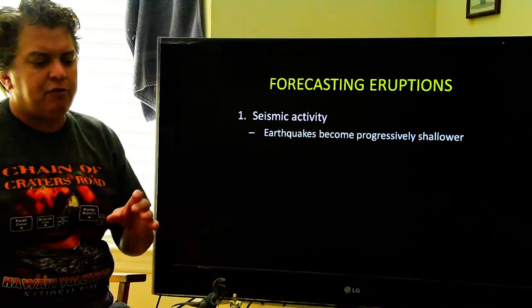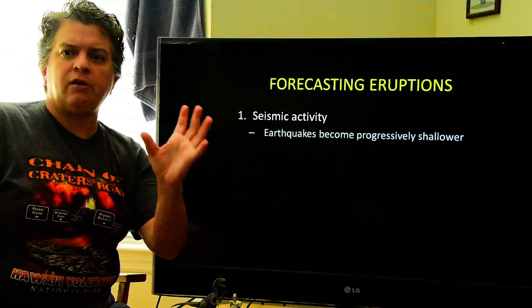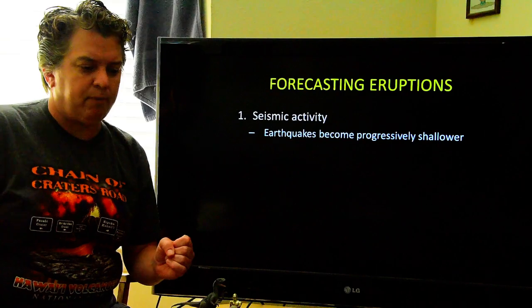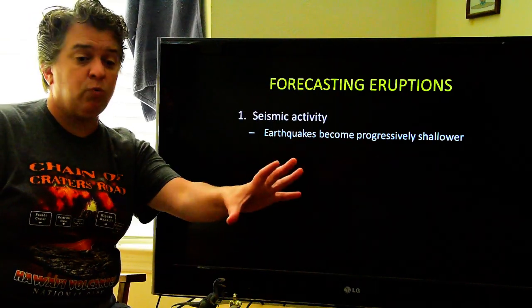And I want you to realize there's not really one magical piece of data that we use to figure out when an eruption is going to happen. We can't say, we need this one thing and then we know.